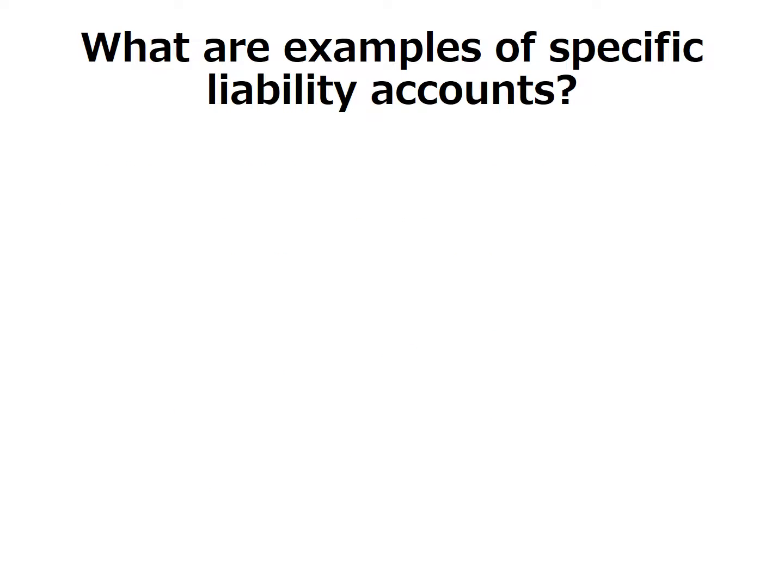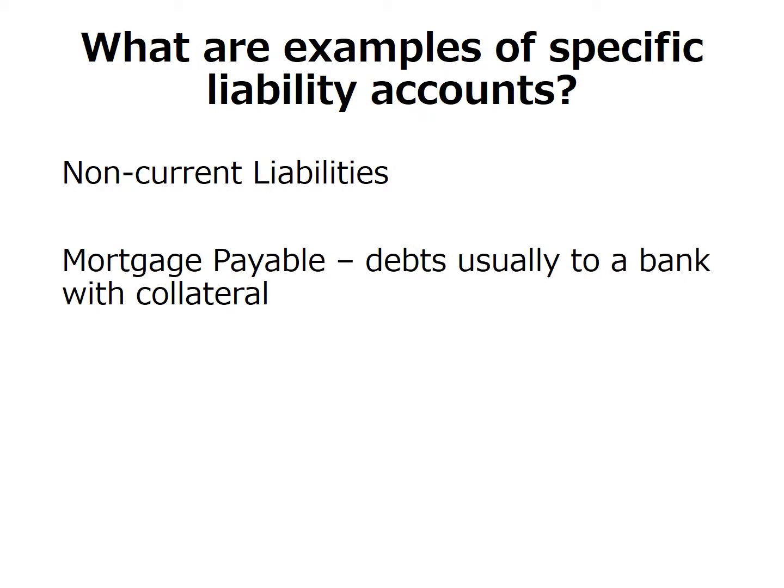What are examples of specific liability accounts under the non-current liabilities category? One example is mortgage payable. Mortgage payable are debts usually to a bank with collateral.